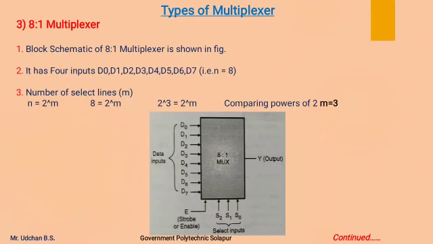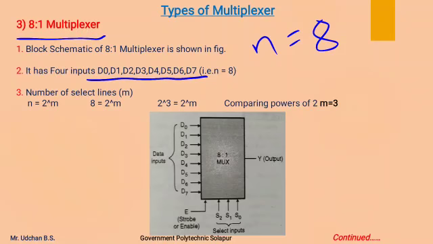Now here 8:1 multiplexer, third type, which is having 8 inputs and only one output. The 8 inputs are from D0 to D7. As inputs are 8, the value of n will be 8. Using this formula we can find the number of select lines.